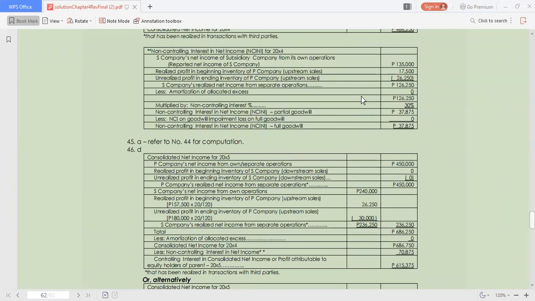70,875. So the portion for the controlling interest, that's the requirement in number 45. So as stated, refer to number 44 for computation. In number 46, the income to the non-controlling interest. And in number 47, the income to the controlling interest.